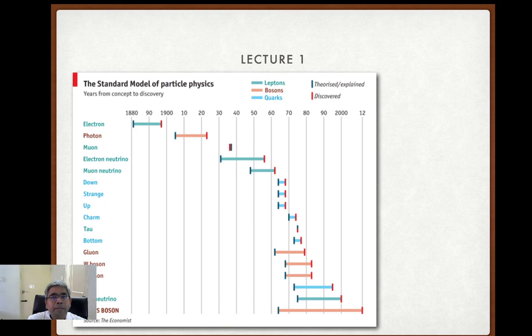This is an interesting timeline. As you can see, it took about 100 years to cover the entire particle spectrum of the standard model. It started in maybe 1880, so it's almost 130 or 140 years, if you count it that way, to find all the particles of the standard model. It's a very, very long process, peppered with many Nobel Prizes and many misses also. There were many people who didn't get Nobel Prizes actually.